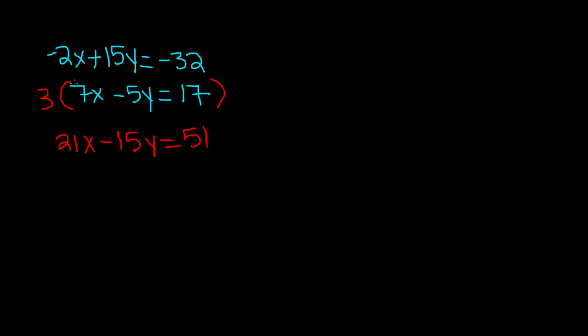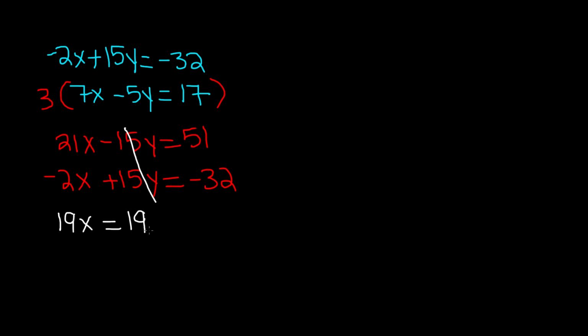So now let's bring that first equation down as well. So negative 2x plus 15y is equal to negative 32. So negative and positive cancel each other out, and we're left with 21x minus 2x, which gives us 19x is equal to 51 minus 32, which is 19 as well. 19x, so we have to divide by 19 on both sides to isolate the variable, and we get x is equal to 1. So the value of x is 1.